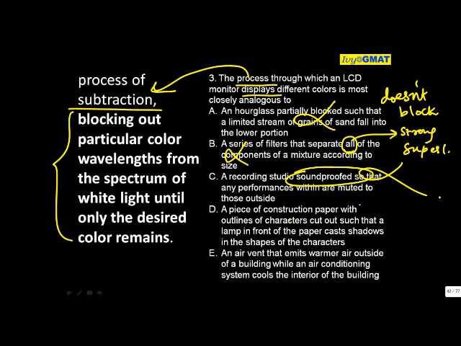Not possible. Option E says air vent that emits warmer air outside of a building while an air conditioning system cools the interior of the building. Do you think it is related to this process at all? Subtraction? Completely unrelated. So I should mark D by elimination. How this works, I will explain it still. It should be still understood how this is working out clearly.